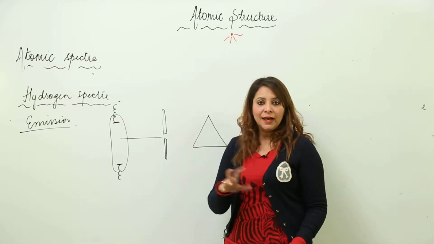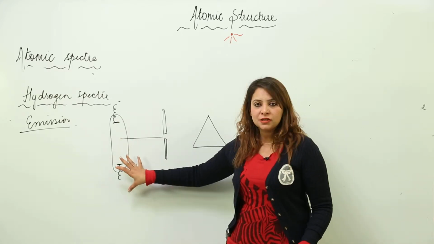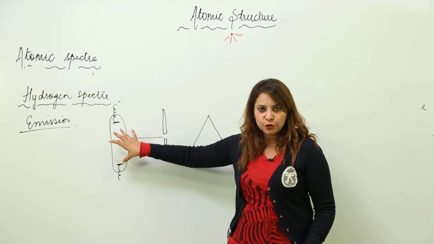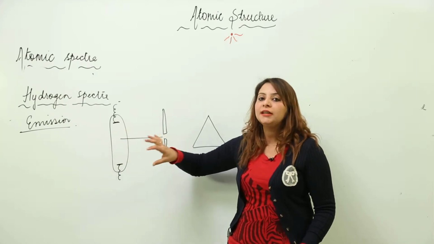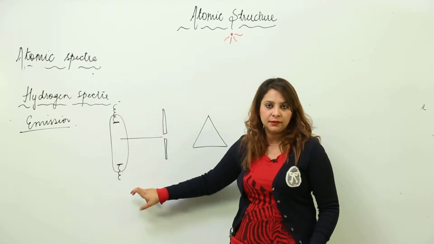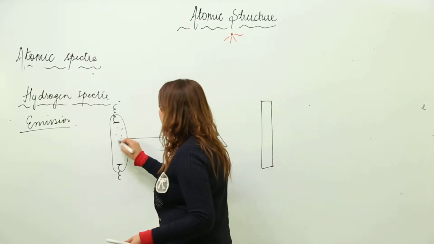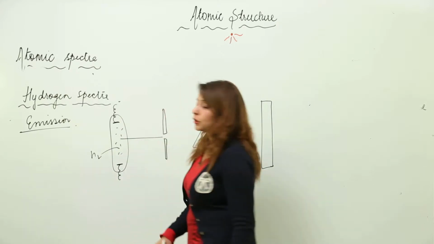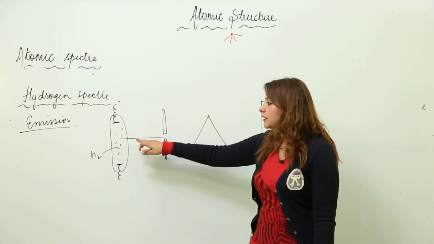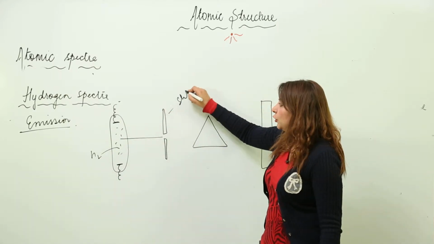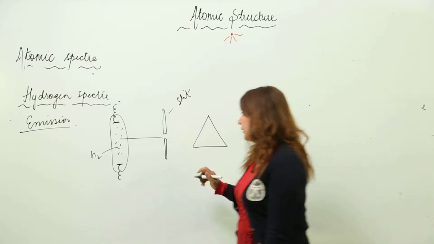So what I have here is a discharge tube in which I have hydrogen, and I am going to pass an electric discharge, as you can see the wires here, right. So electric discharge is passed through hydrogen. So obviously it will emit light. So this is light, these are slits to obtain a fine beam, this is a prism.